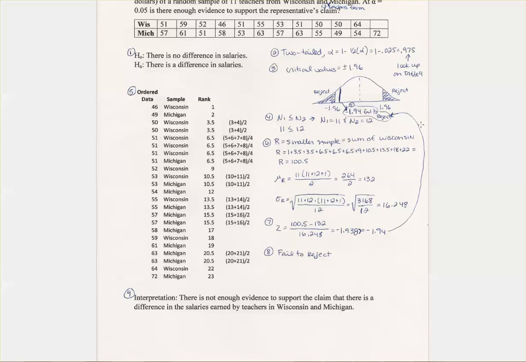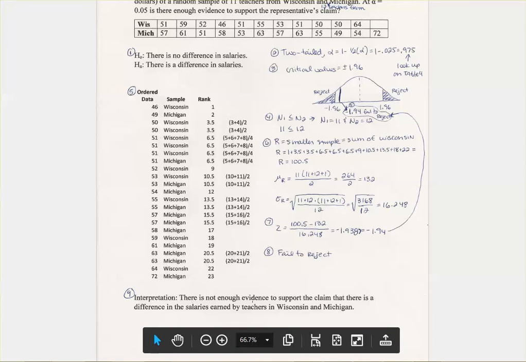Now if we take that all the way back up into here, look at where negative 1.94 is, it's right there on the edge. It's almost in that reject region, but it's not. So we are able to fail to reject this hypothesis. So our interpretation: there is not enough evidence to support the claim that there is a difference in the salaries earned by teachers in Wisconsin and Michigan.